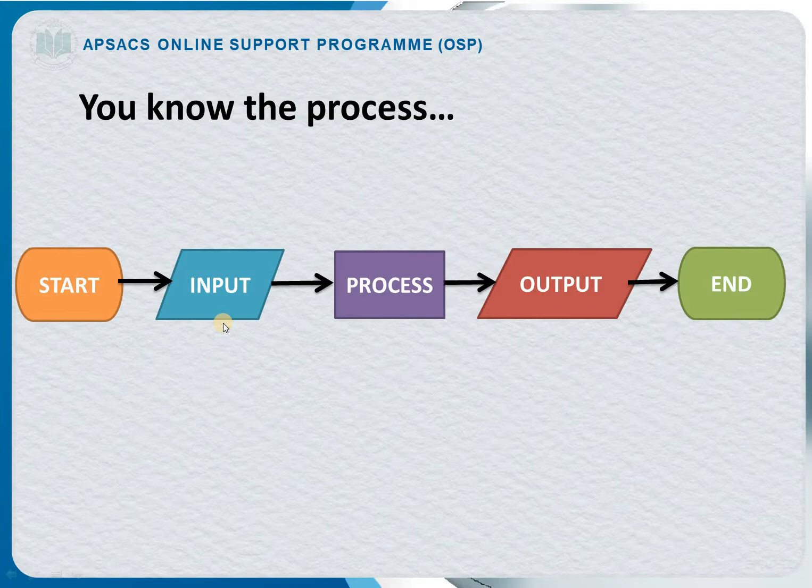After that, computer processes that input. The processor, CPU, central processing unit, processes that input and gives you the output. And after that, the program ends. This is the process we are going to use in our algorithm, in our flowchart. First, we are going to start the algorithm and flowchart. Then we are going to give the input, and after that it is going to be processed, and then we will be having the output, and after that our flowchart or algorithm will be ended.